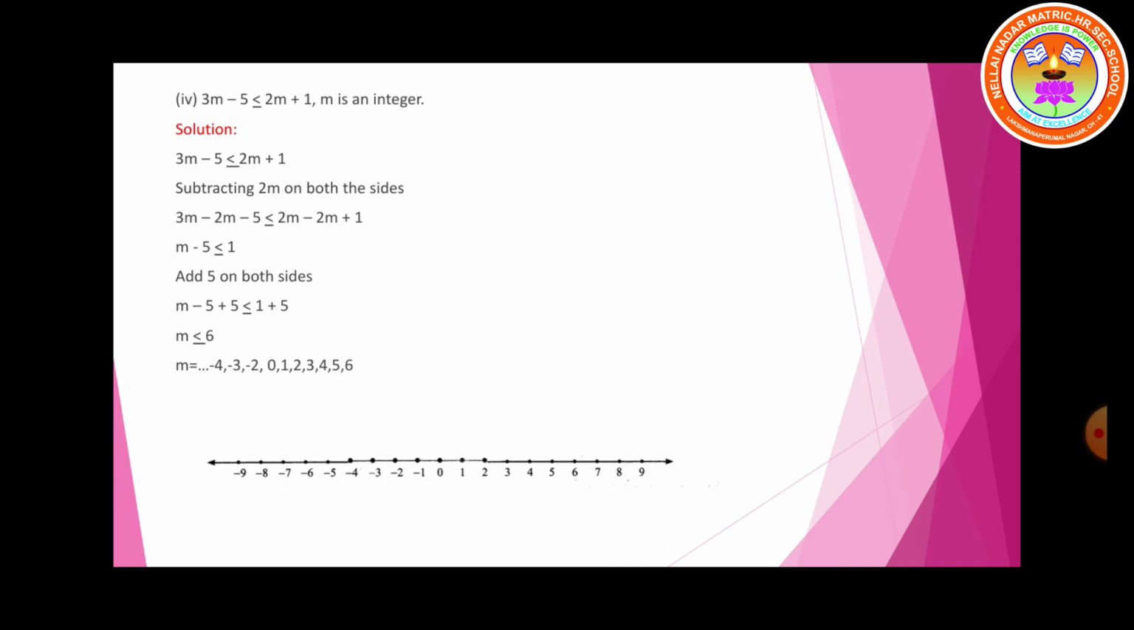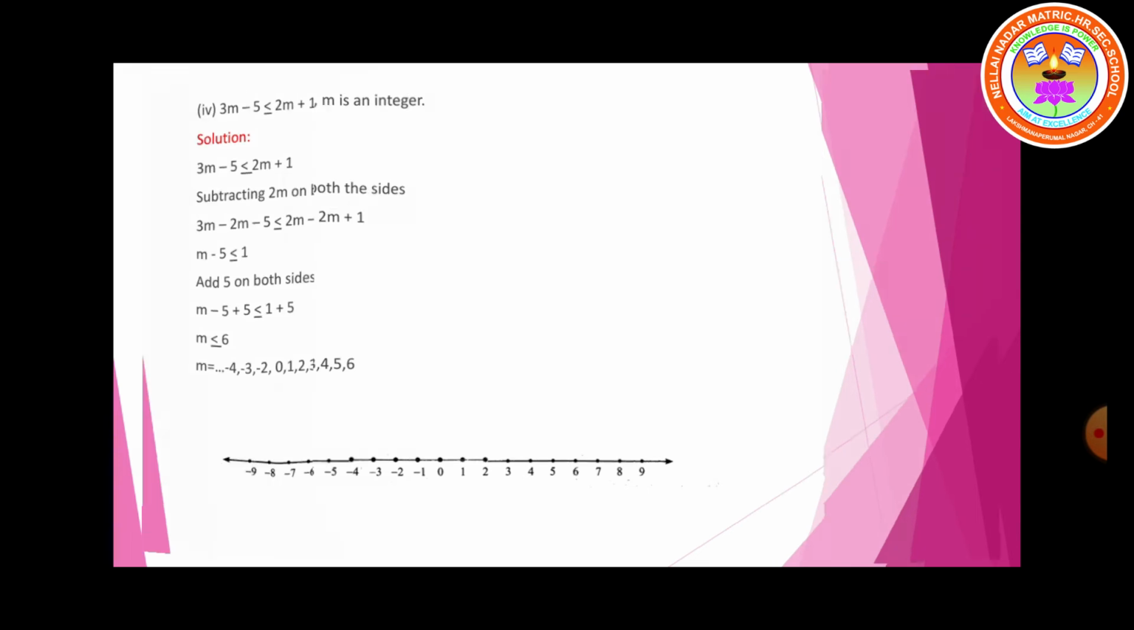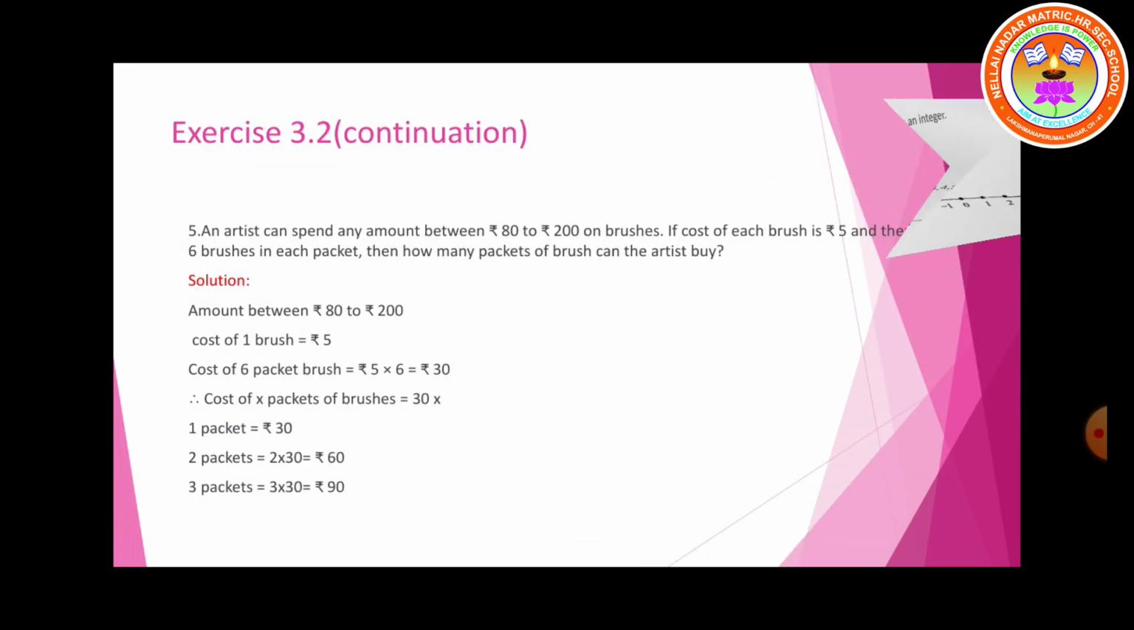3m minus 5 less than or equal to 2m plus 1, where m is an integer. First, subtracting 2m on both sides: m minus 5 less than or equal to 1. Then add 5 on both sides. That is, m less than or equal to 6. An integer is a positive or negative number, so we write minus 4, minus 3, minus 2, 0, 1, 2, 3, 4, 5, 6. Next one, we are going to see this 3.2 continuation.